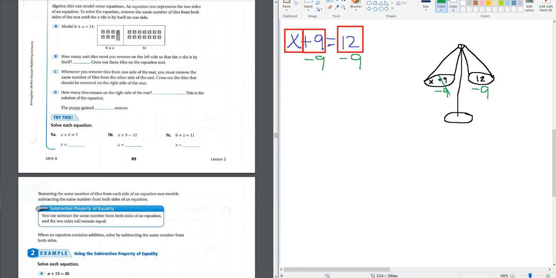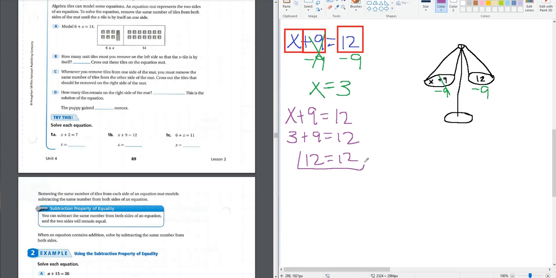So I end up with x, because these cancel, equals 12 minus 9 is 3. And if I want to check, sure. So x plus 9 equals 12, and then plug in the 3 where the x is. 3 plus 9 is 12. 12 equals 12. And because the left and right side are the same, that's a solution. That's correct.